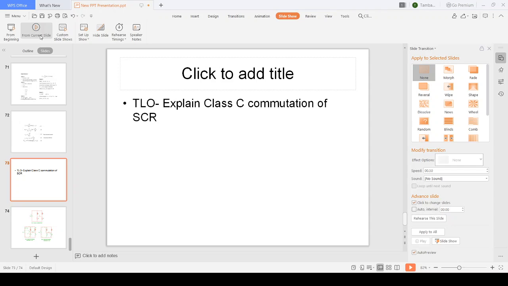In today's session, we have to discuss an important part of the turn-off method of a SCR. The name of the subtopic is Class C commutation of a SCR. The TLO, or lecture outcome, for today's session is: after attending the lecture, students will be able to explain the Class C commutation method of a SCR.